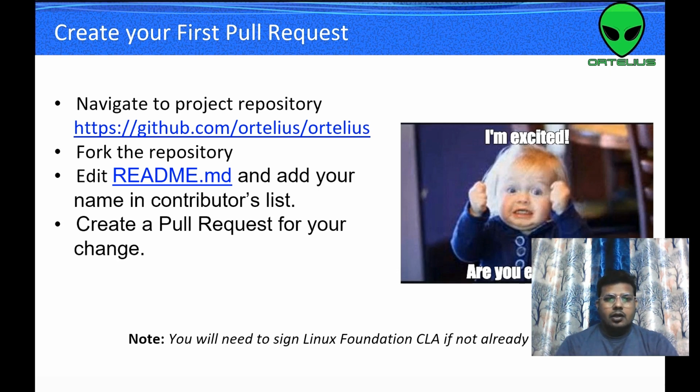All our project code base can be found on this official GitHub repository for Ortelius, which is github.com/Ortelius/Ortelius. You have to fork this repository and edit a readme file there, and you have to add your name in the contributors list. Once you have done the changes, you save that and create a pull request for your change, and that's it. You have created your first pull request.